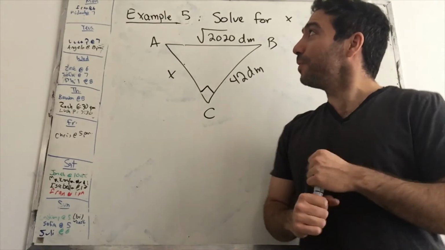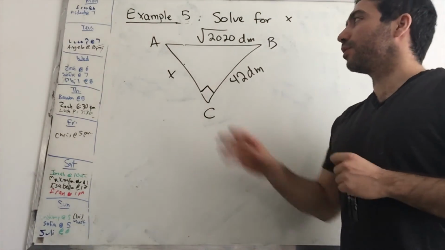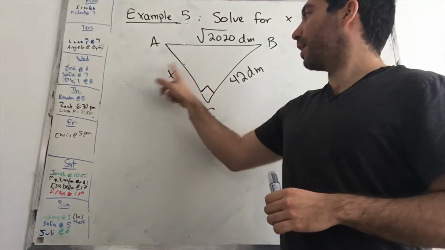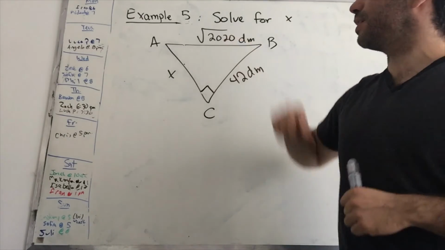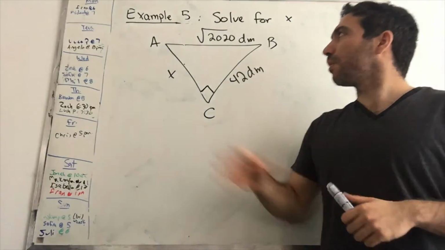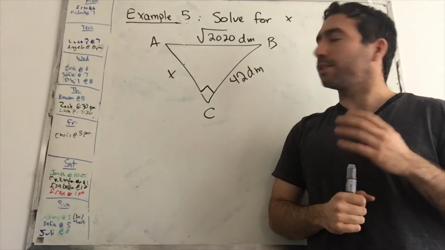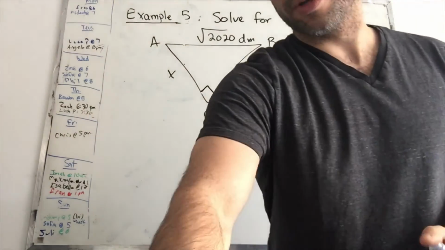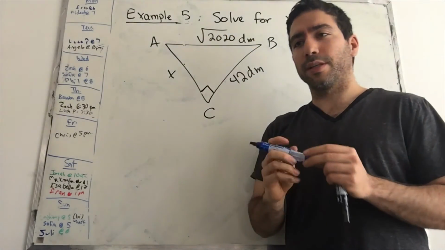Okay, great. Let's continue. So in this example, it's asking us once again to solve for x. They give us this triangle ABC. We're looking for this side, x. This side is 42 decimeters, and this side is the square root of 2020 decimeters. So don't let the square root of 2020 bother you. That's just a number. More importantly, it's the longest number. If you want, you can rewrite it as a decimal and plug it into the calculator.